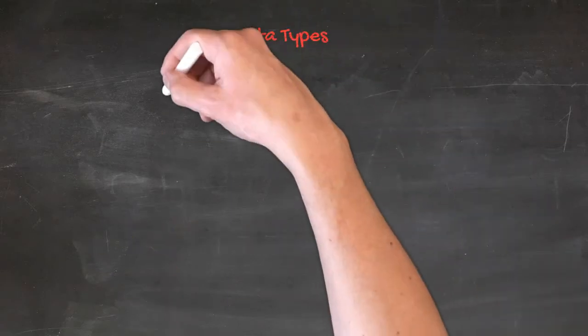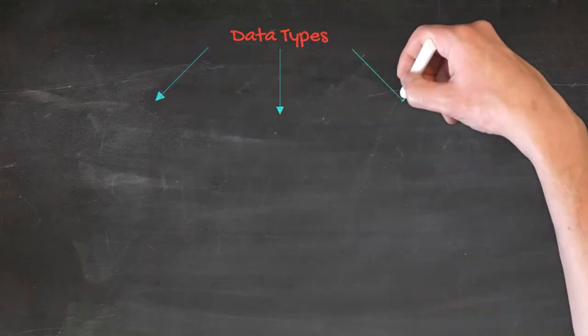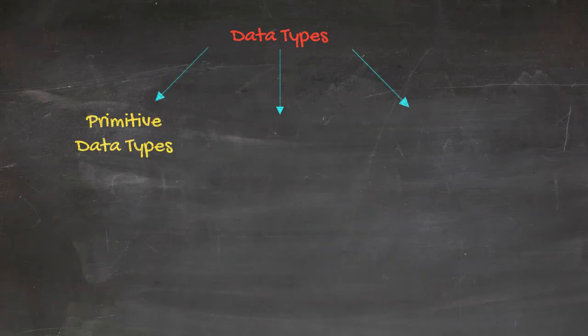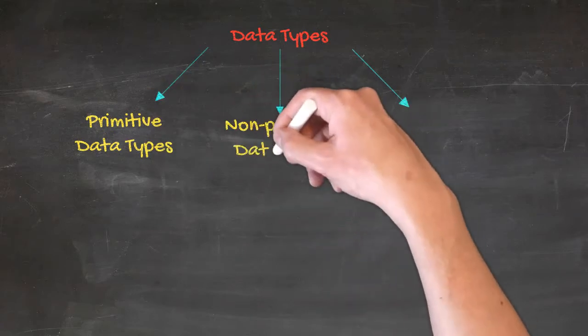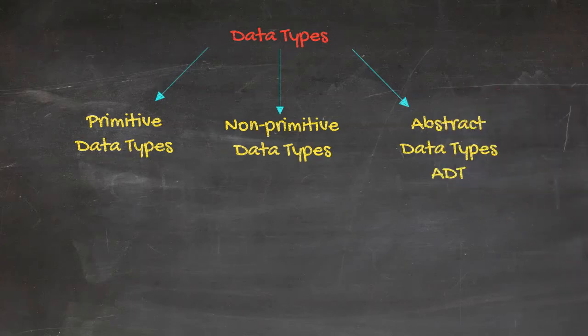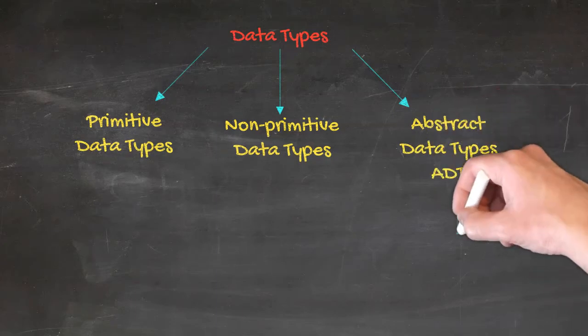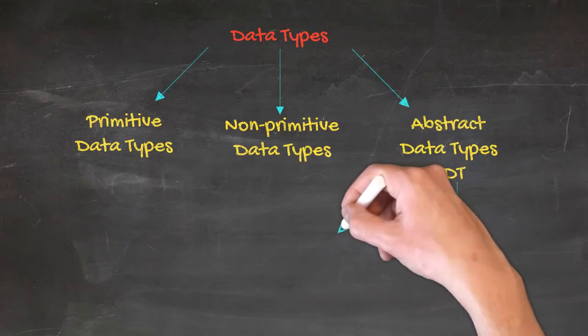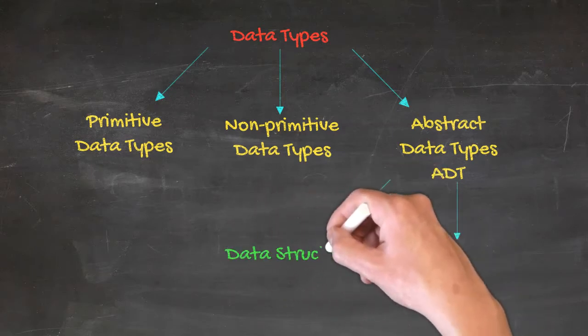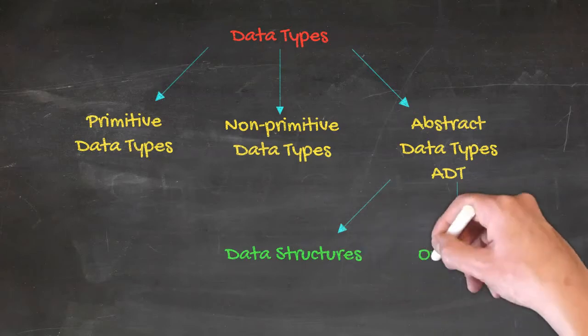First we will discuss data types. Data types we can break into three parts. One is primitive data types, one is non-primitive data types, and the last one is abstract data types. Abstract data types we can break into two parts. One is data structures and the other one is operations.